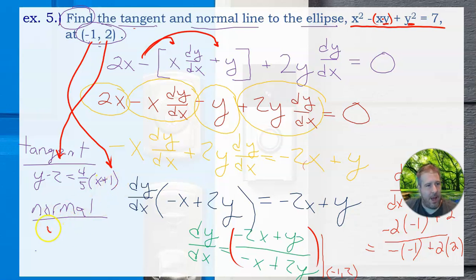Now I don't have the normal line here, but that's a pretty easy addition. It would be negative 5/4 x plus 1, because it's literally the same equation as the tangent line. The only difference is that it's perpendicular to it. So it's the negative reciprocal of the same slope.